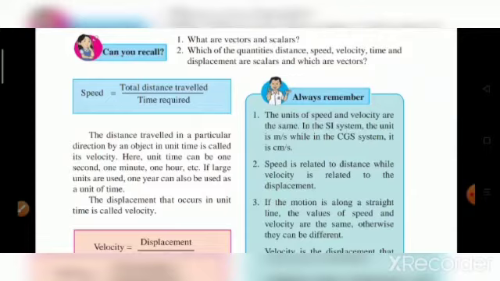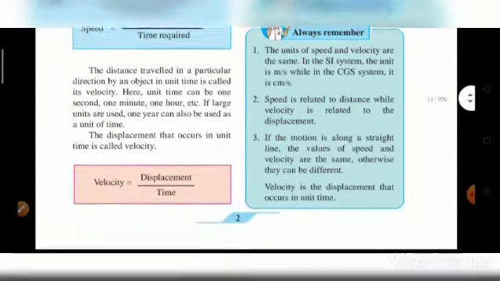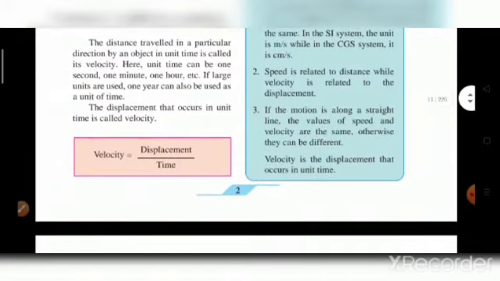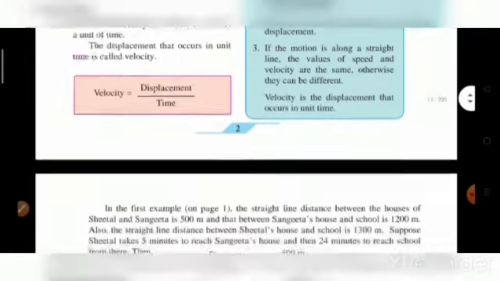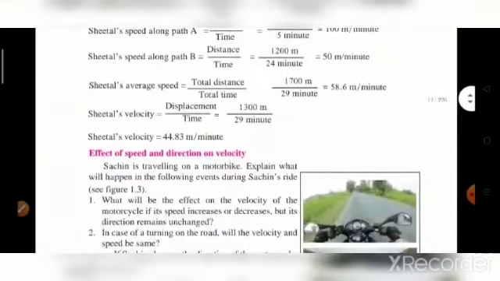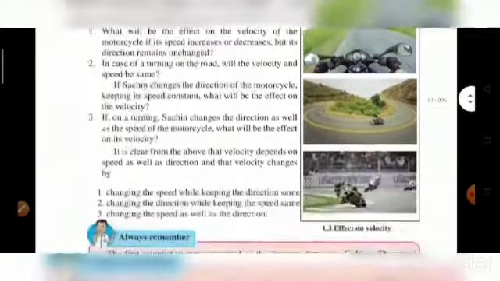The distance traveled in a particular direction by an object in unit time is called its velocity. Your unit time can be 1 second, 1 minute, or 1 hour. Velocity is equal to displacement upon time. The displacement that occurs in unit time is called its velocity. Then we had seen some examples, and we had solved them.